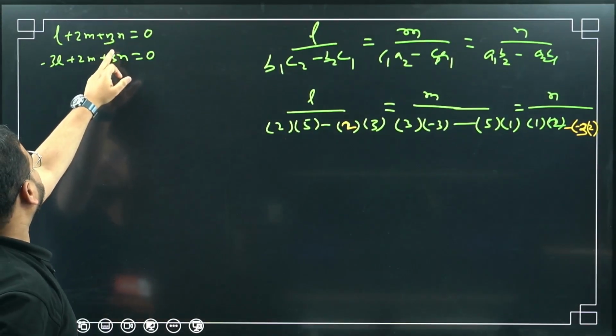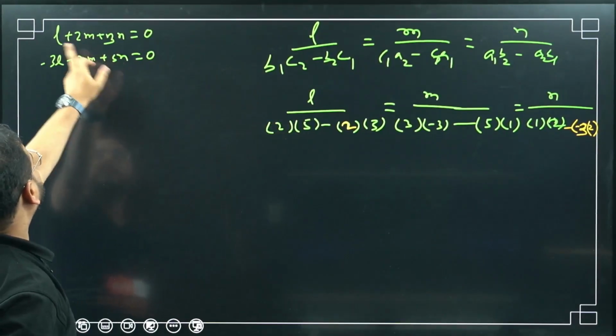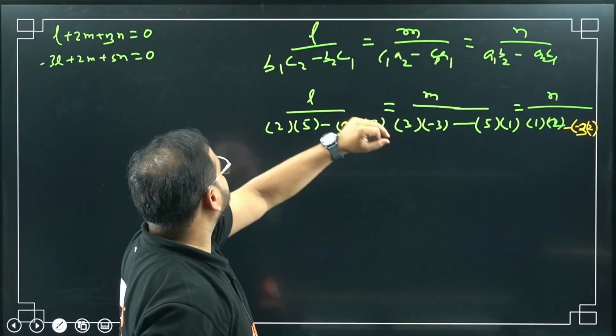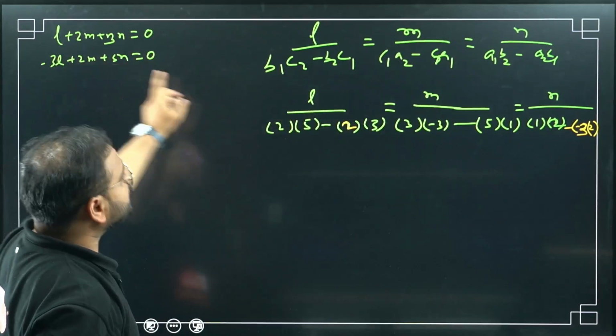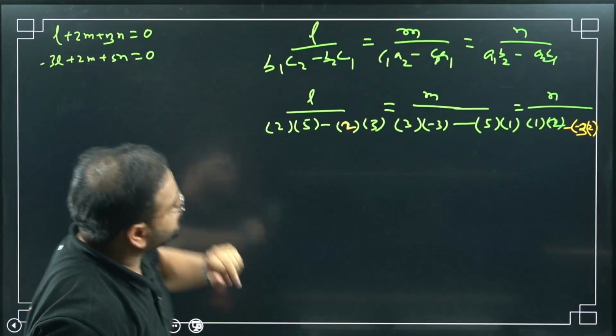C1 is 3 and A2 is minus 3, correct? And C2 A1, C2 is 5 into 1, correct? What about A1 B2? A1 is 1, B2 is 2, correct? And A2 B1, A2 is minus 3 and B1 is 2, correct, sir?